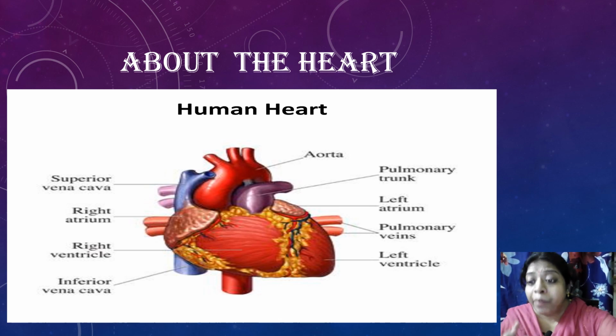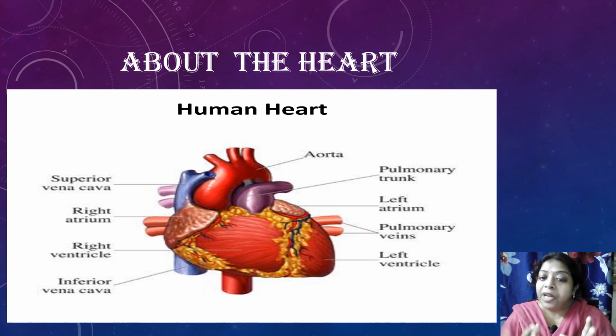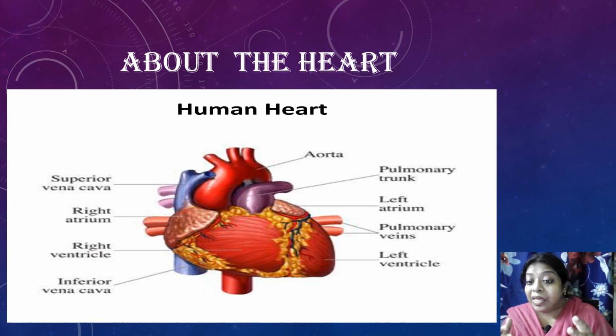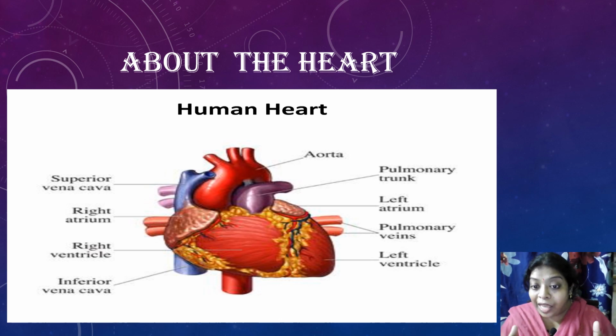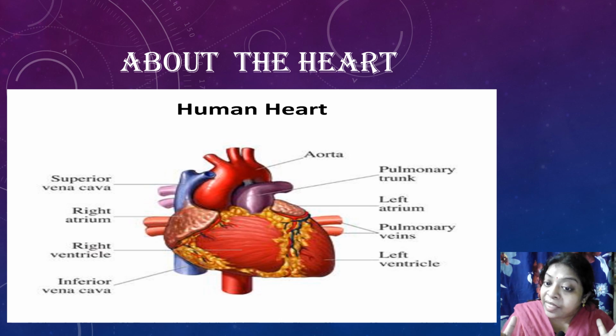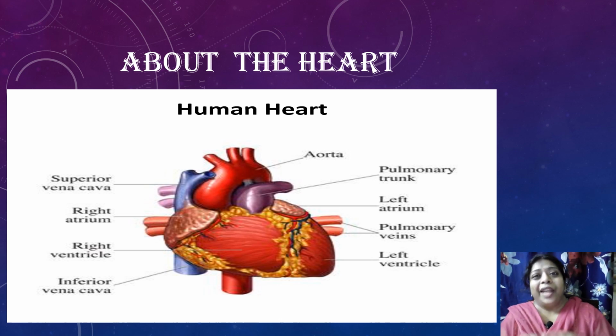For this main reason, the body has taken many measures to protect the heart. And of course, it is located below the rib cage and positioned between the lungs. It is also supported and covered by a protective layer called the pericardium.